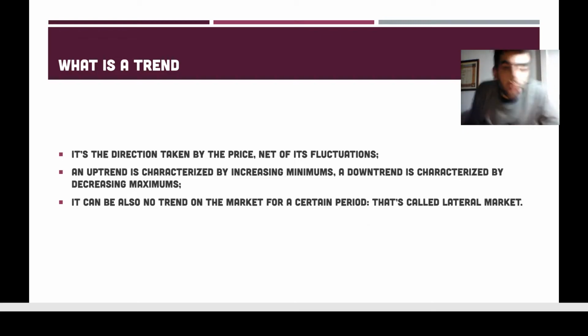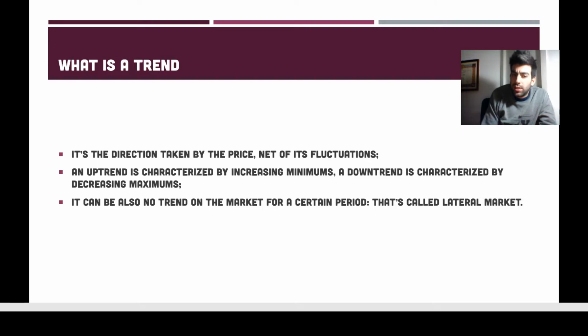So what is a trend? A trend is the direction taken by the price net of its fluctuations. That means that prices have fluctuations, of course, so it may go up, down, and so on, with maybe a cycling movement. Of course, a trend is not always completely smooth. Otherwise, everyone who trades on the markets would be rich. But there are some fluctuations which sometimes are predictable. So if we take away these fluctuations, the trend is the direction taken by the price.